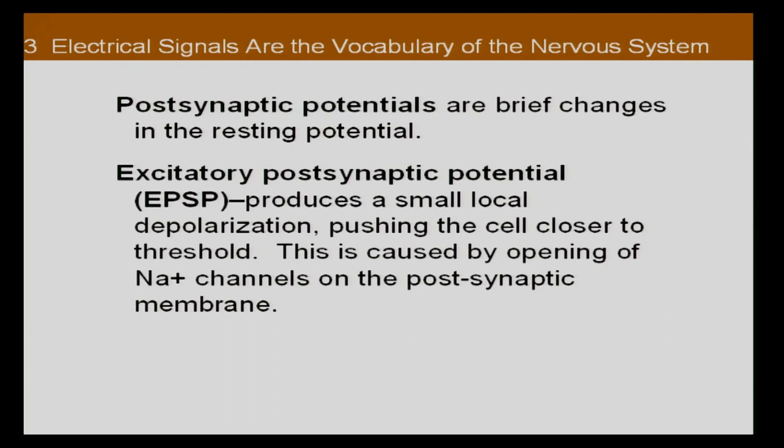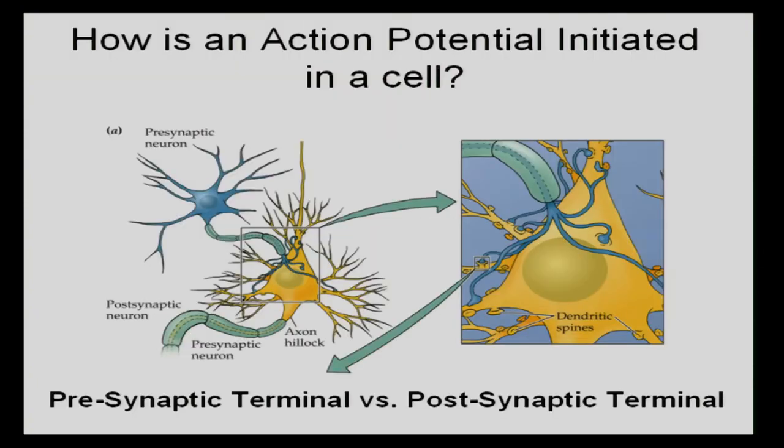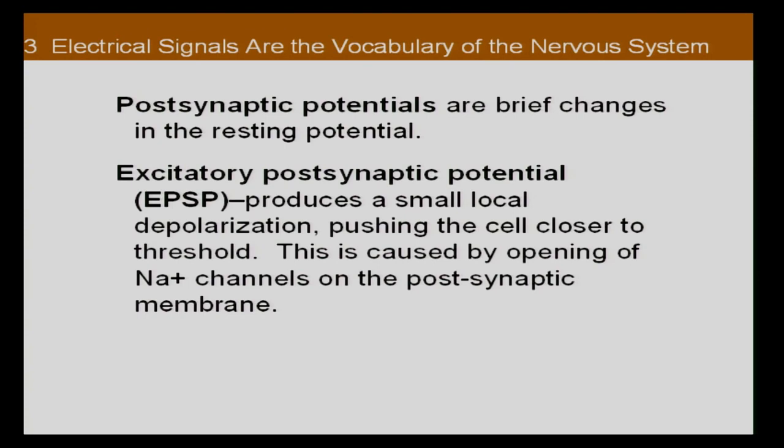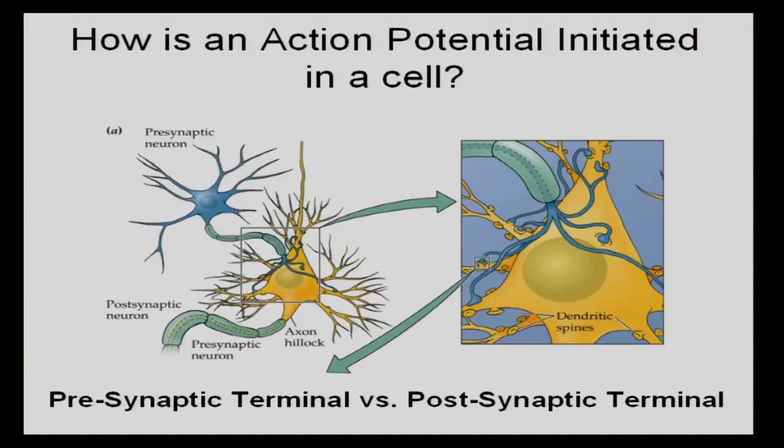Those electrical patterns of activity are being generated here in the cell body and the dendrites. Not yet; we haven't reached the axon hillock yet. Those electrical changes are called postsynaptic potentials, and they're brief changes in the resting membrane potential. There are two flavors of postsynaptic potentials that you could have at the cell body and dendrite.